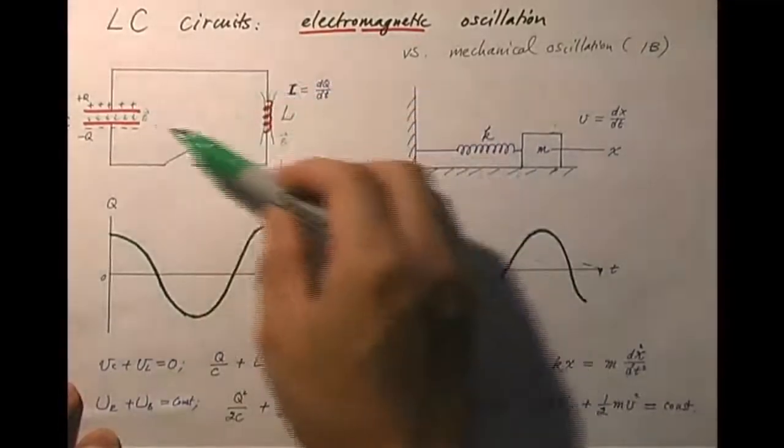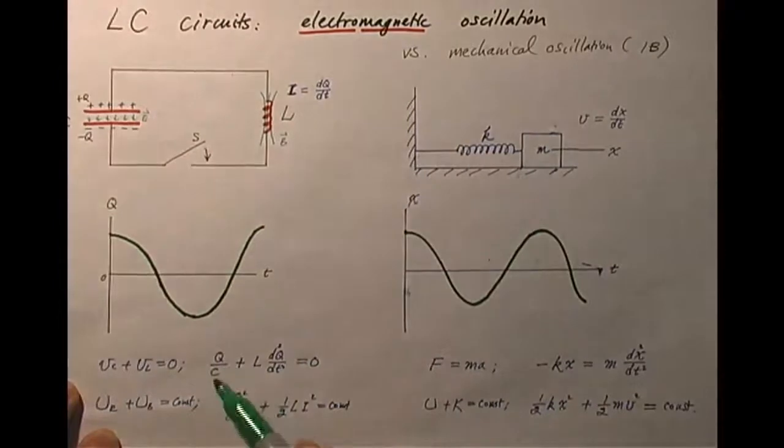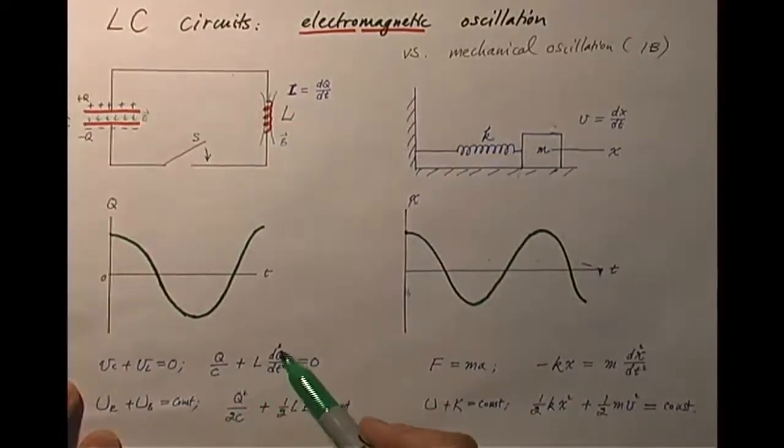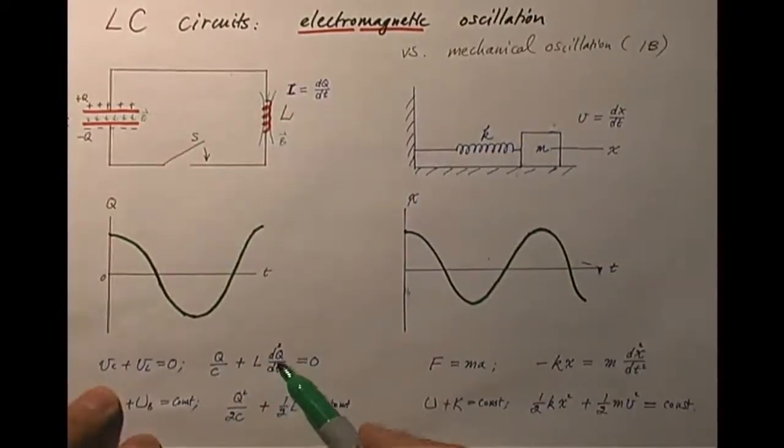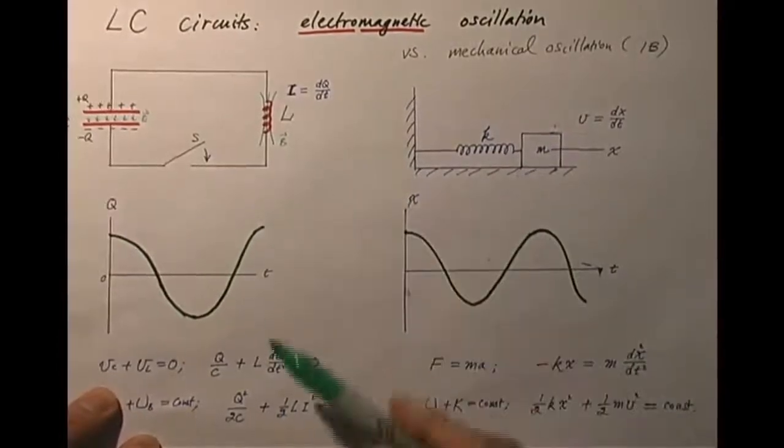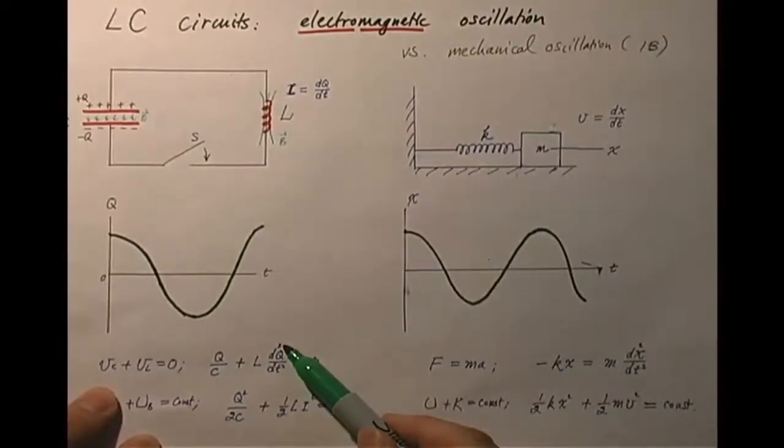There is no EMF, so we add these two, we get 0. Vc is Q over C, and VL is L di/dt. I, of course, is itself dq/dt, so then di/dt is the second derivative of Q with respect to time. So we have that, right?